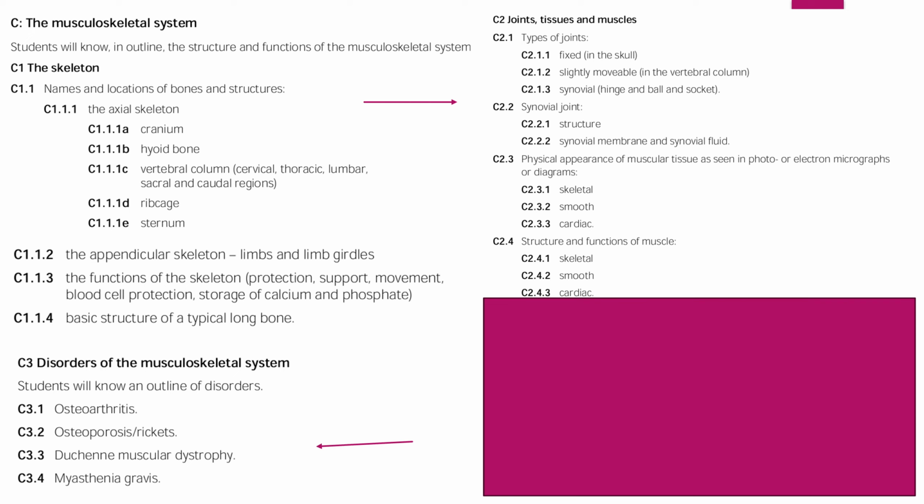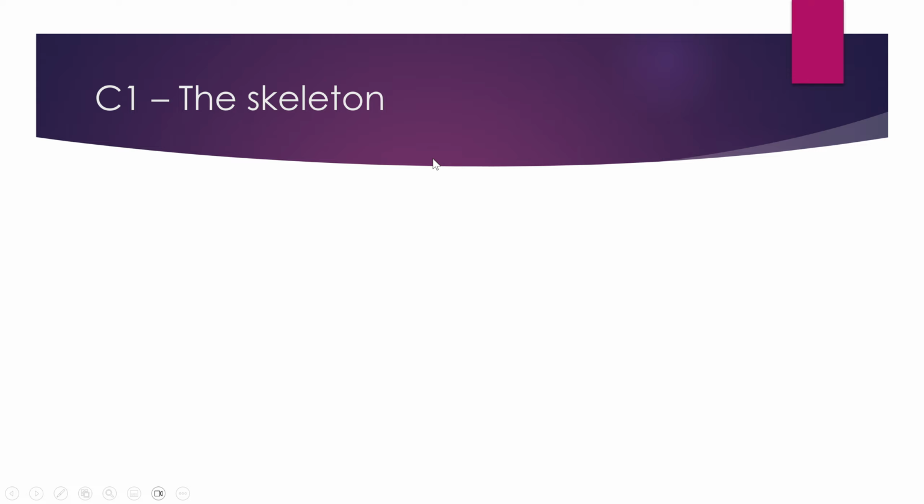and ball and socket joints, synovial joint structure, synovial membrane and synovial fluid, physical appearance of muscular tissue as seen in photo or electron micrographs or diagrams: skeletal, smooth and cardiac, structure and functions of muscles, skeletal, smooth and cardiac. And then there's a separate video that deals with muscle contraction and antagonistic muscles and the neuromuscular junction.